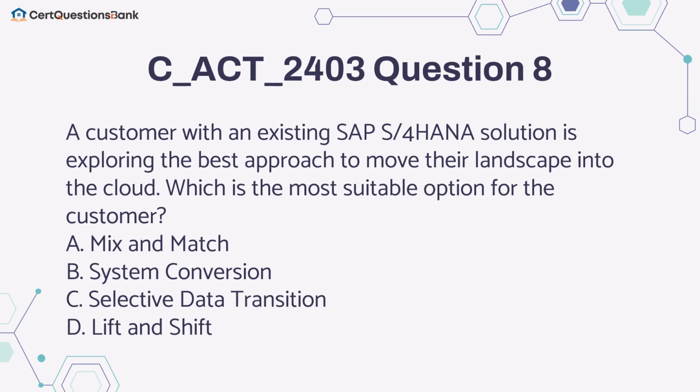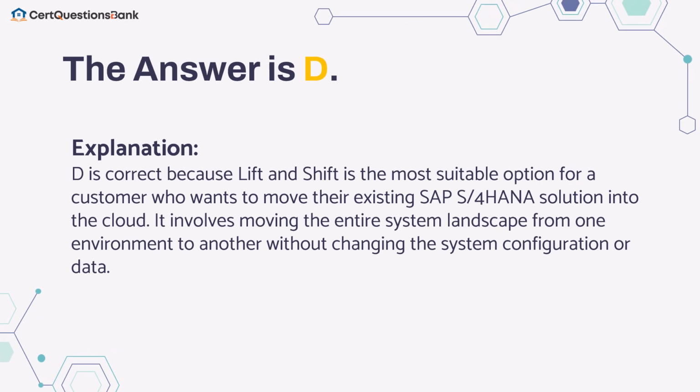A customer with an existing SAP S/4HANA solution is exploring the best approach to move their landscape into the cloud. Which is the most suitable option for the customer? A. Mix and match. B. System conversion. C. Selective data transition. D. Lift and shift. The answer is D.